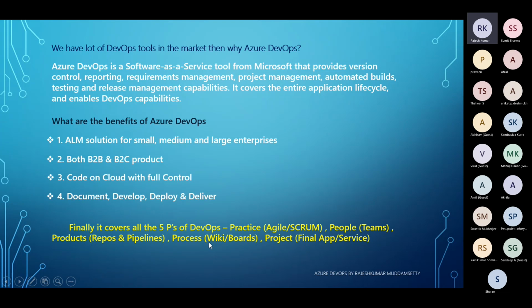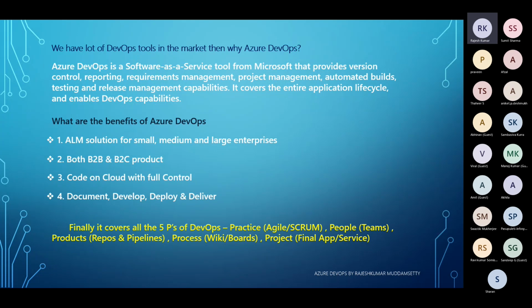Then process. Obviously, when you are using so many things, you need to define a process: how you need to use them, what you need to do. Those processes can be defined by using wiki. There is a service called wiki in Azure DevOps where you can write documents, and those documents can define the process for how you are going to implement this project. Finally, the project. By doing all this, you are going to deliver the project.